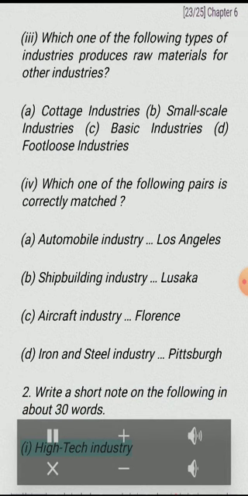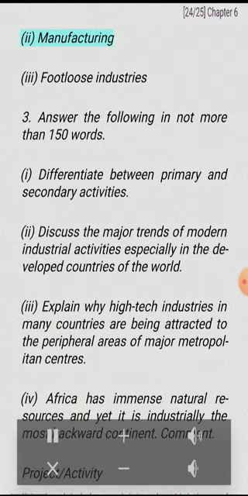2. Write a short note on the following in about 30 words. I. High-tech industry. II. Manufacturing. III. Footloose industries. 3. Answer the following in not more than 150 words. I. Differentiate between primary and secondary activities. II. Discuss the major trends of modern industrial activities, especially in the developed countries of the world. III. Explain why high-tech industries in many countries are being attracted to the peripheral areas of major metropolitan centers.